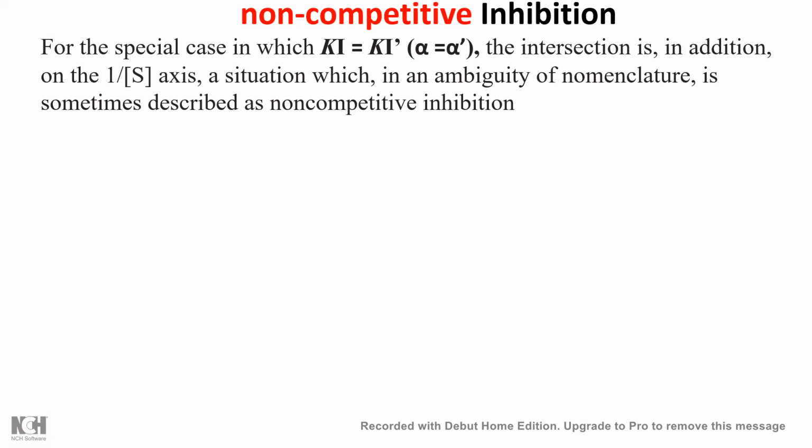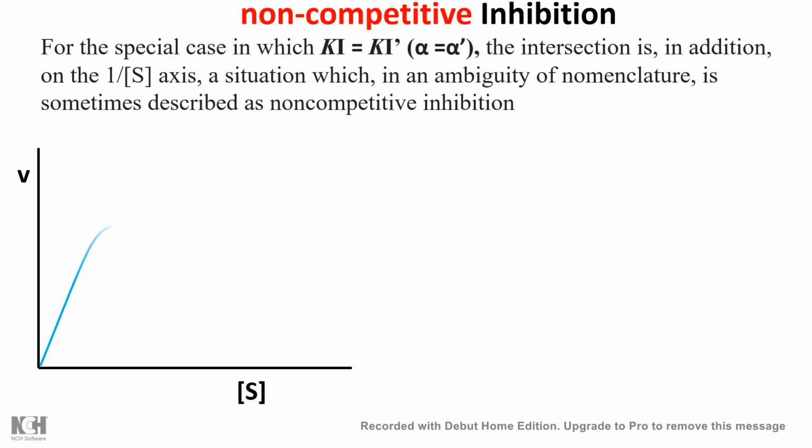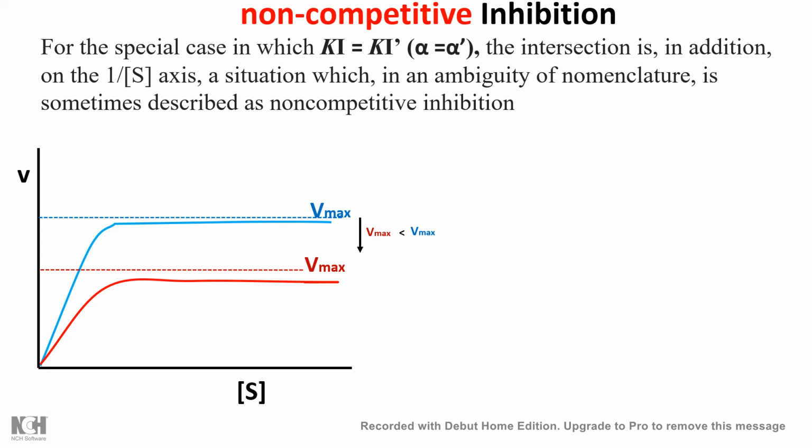One special case of mixed inhibition is non-competitive inhibition, where both rate constants Ki and Ki dash are equal. That means alpha and alpha dash are equal. So here is the Michaelis-Menten equation and how it looks in a V versus S plot. Clearly there would be a decrease in Vmax, but the Km remains the same in this condition.